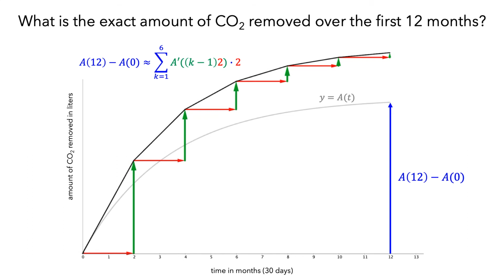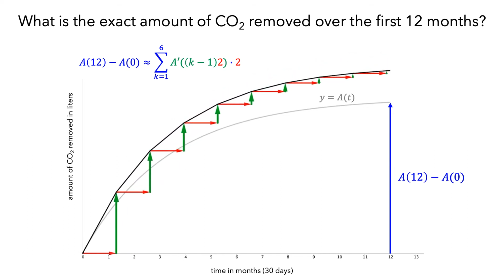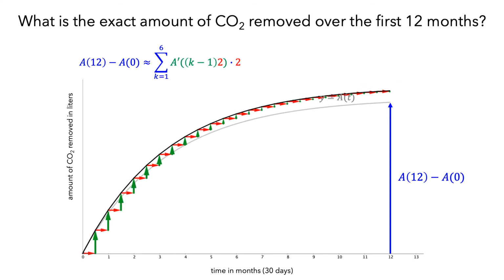For example, we might assume that the rate of change of CO2 removed with respect to time is constant over every half-month, in which case the Riemann sum that approximates the amount of CO2 removed over the first 12 months is represented by changing delta t to a half-month and summing over 24 half-months.